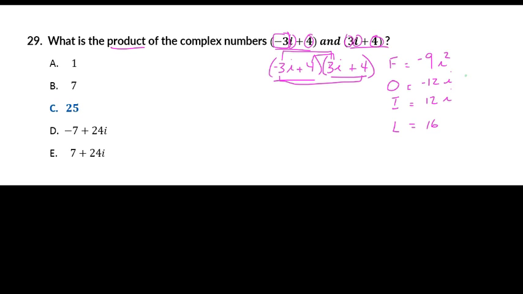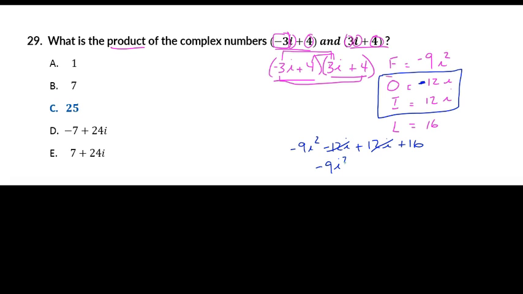So we put it all together. Like I said, this inner and outer are going to drop out because it's negative and positive 12i. So we will end up with -9i squared minus 12i plus 12i plus 16. That's going to fall out, so it's just -9i squared plus 16.